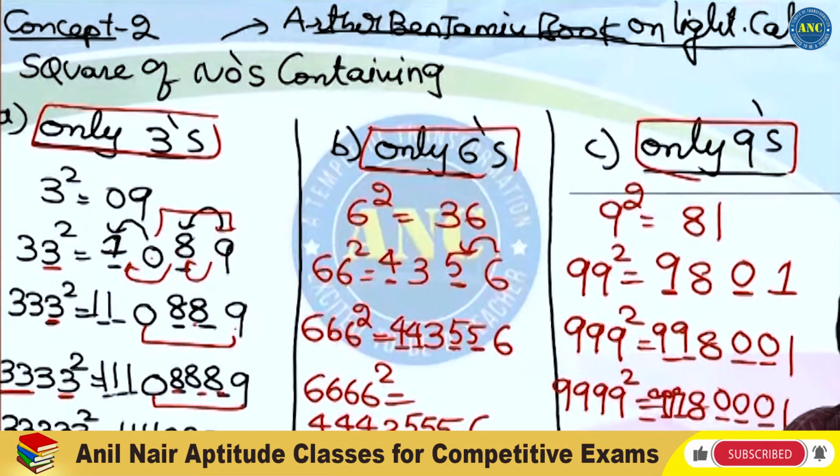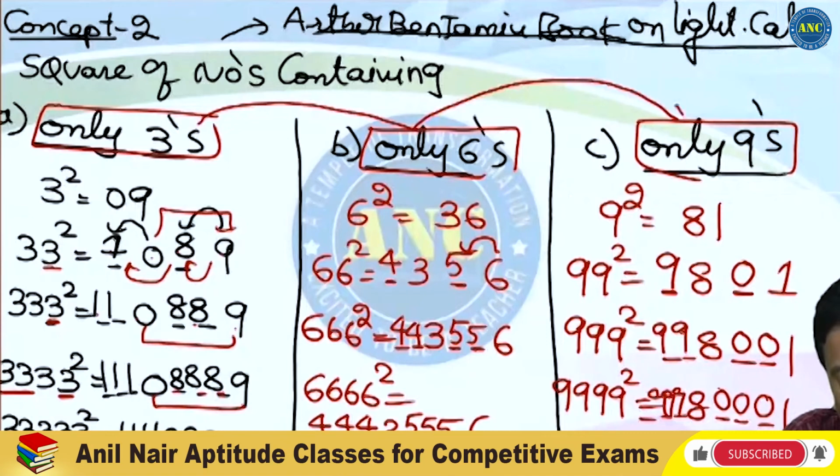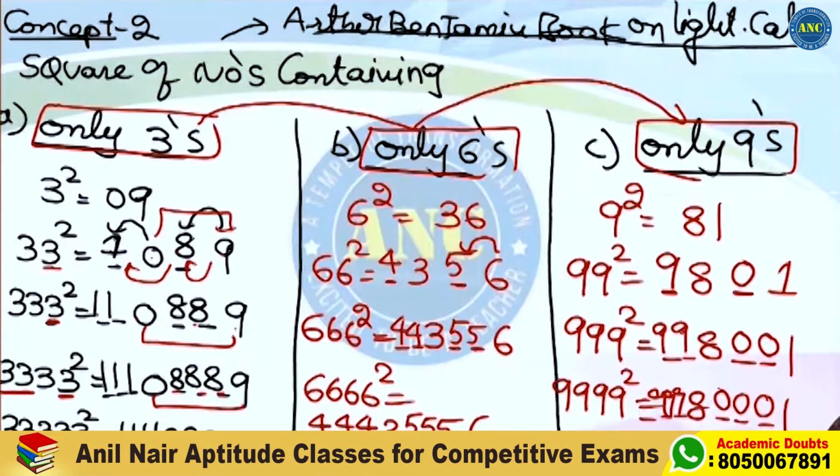Very beautiful analogy for only 3s, only 6s and only 9s. Same logic, same pattern; the only thing is the values are different. Here it is 09, here it is 36, here it is 81. These are 1 less than this number, 1 more than this number.